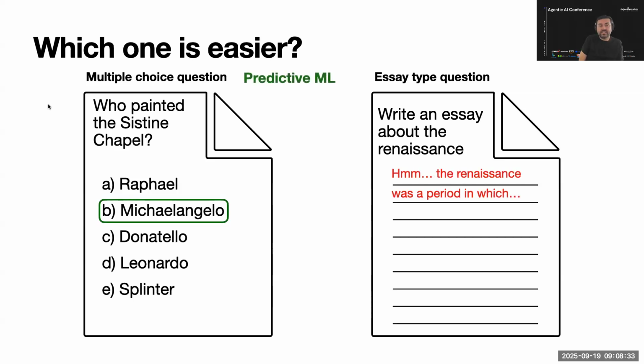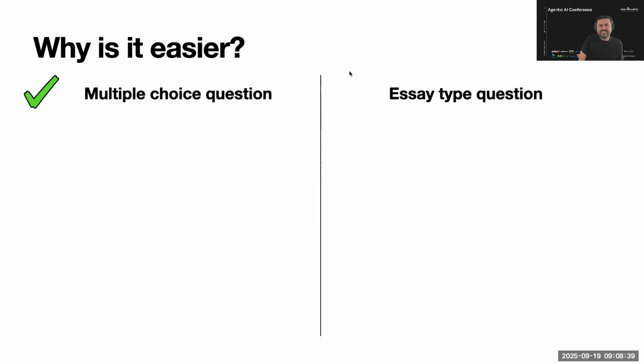The multiple choice question is basically predictive ML. The essay type question is basically generative ML. Why is it easier? Give me a couple of reasons why a multiple choice question is easier than an essay type question. Choice versus generation, exactly. Yeah, good job. Robert says limited choices. Yes, you know the answers.